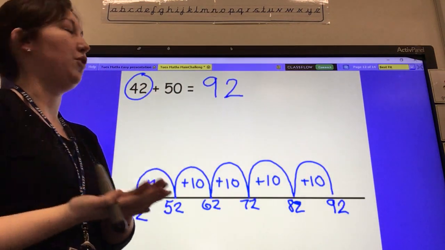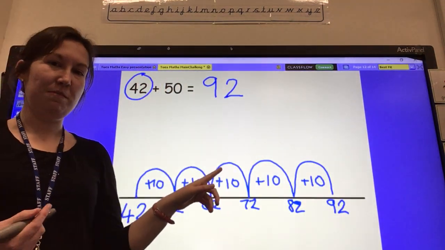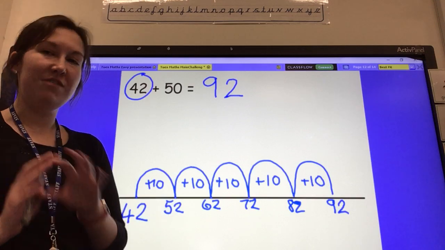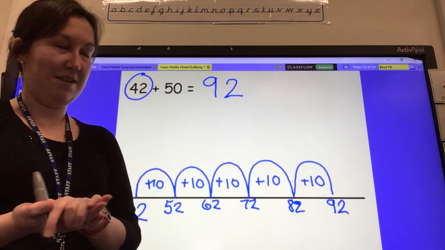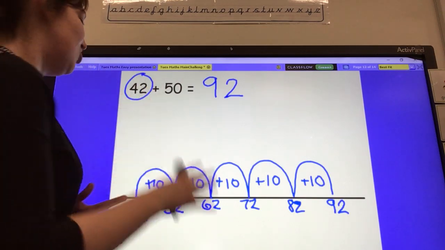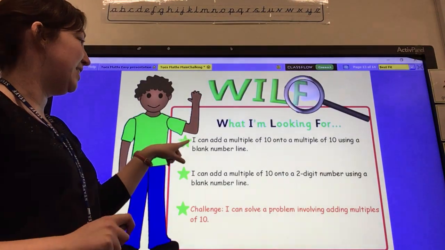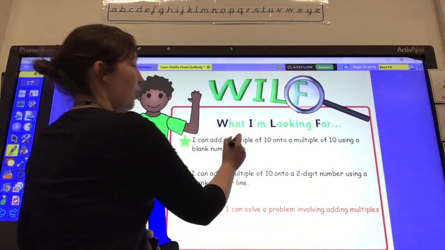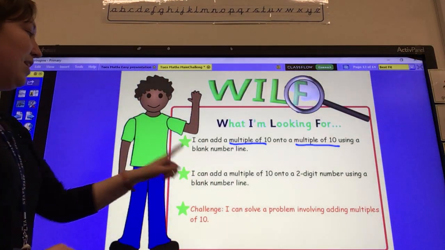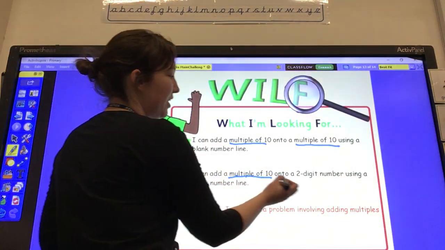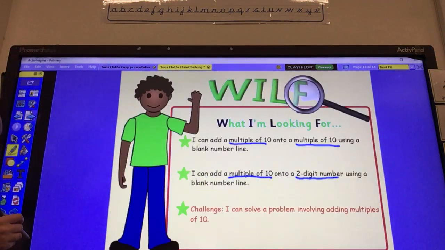Now I'm sure that there are lots of you who could work out some of these answers in your head, but I do want to see your workings out because it will prove to me that you've really understood what we're doing today, and it will be really useful later on in the year, as I said, with the next step in these strategies. So today, what am I looking for? I'm looking to see that you can add a multiple of 10 onto another multiple of 10, so something like 30 add 20. Then I want to see that you can add a multiple of 10 onto a two-digit number, like we did on this question here.